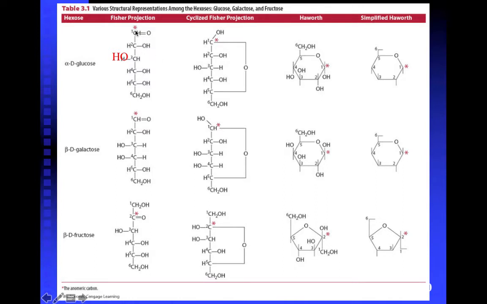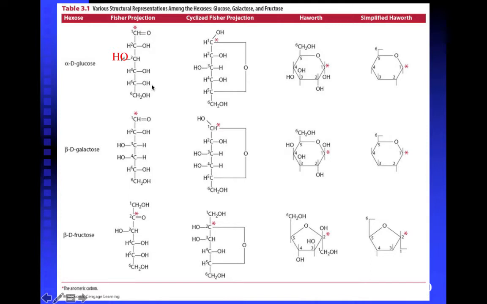So an easy way to do it is just remember that structure, practice drawing that structure for D-glucose. And then let's look at, here's D-galactose here. So remember that the hydroxyl group on carbon number 4 is just flipped. And then here's fructose in the linear structure.